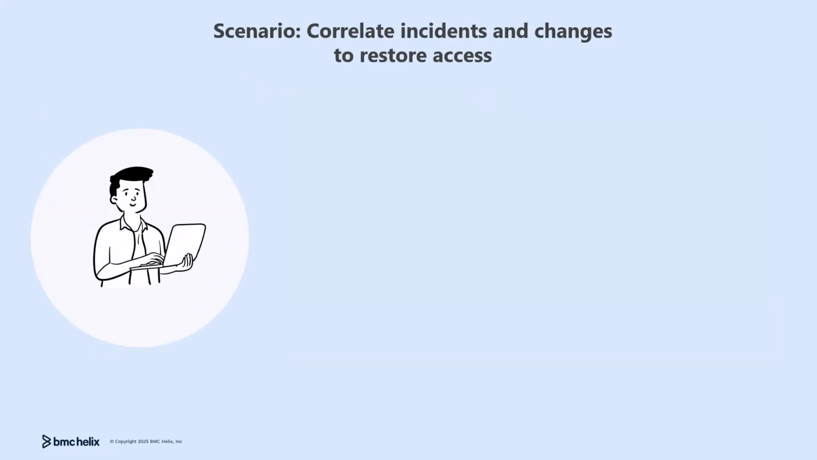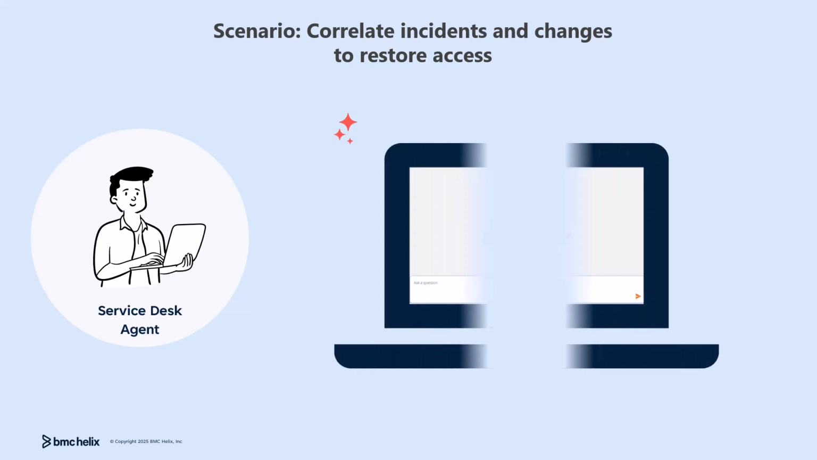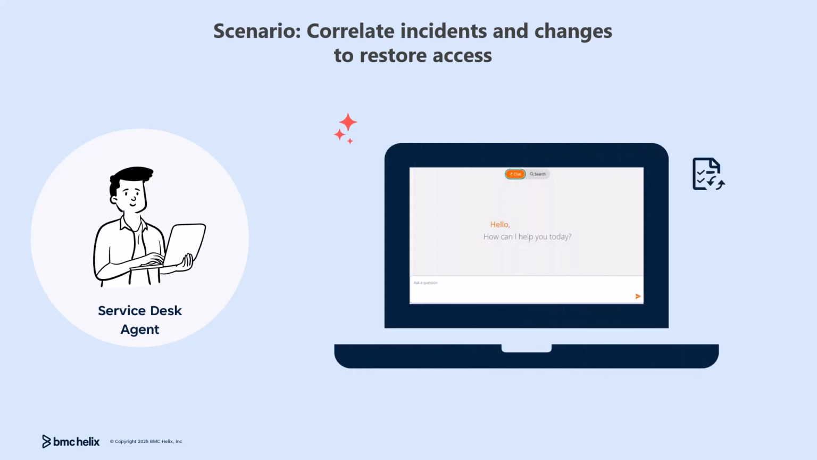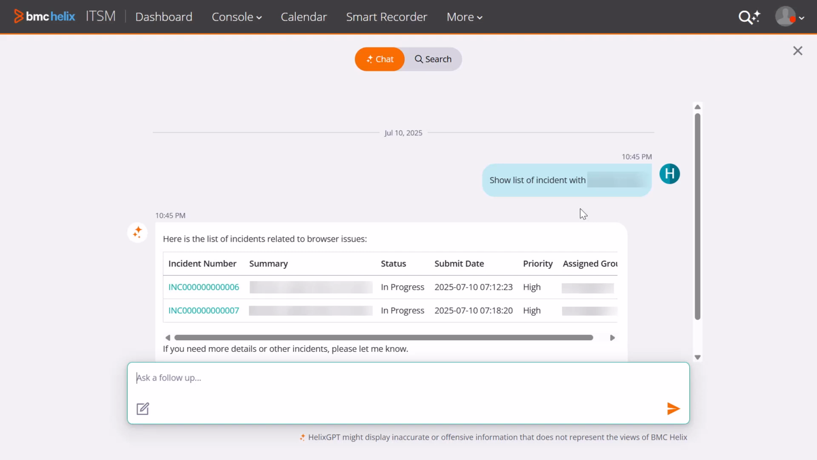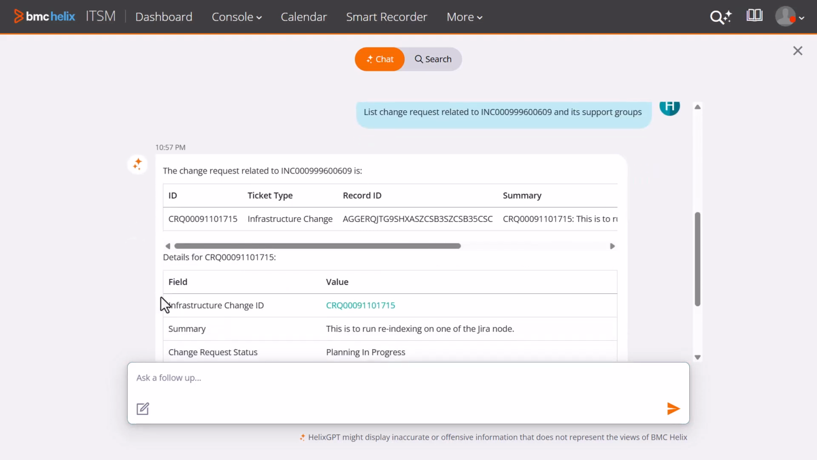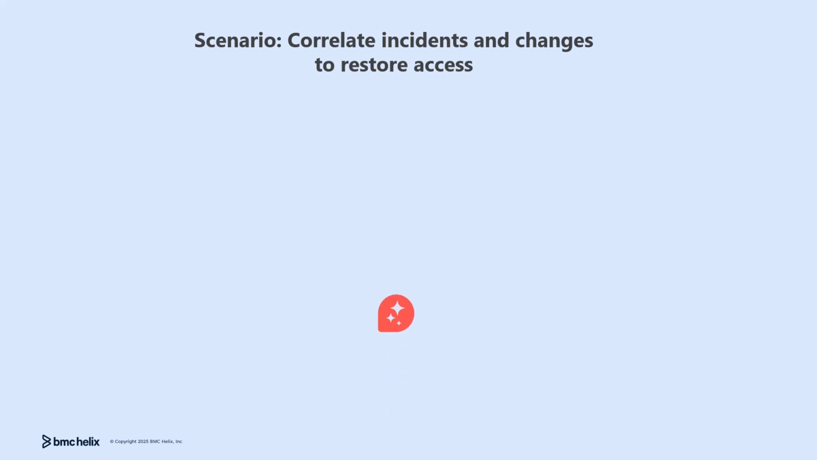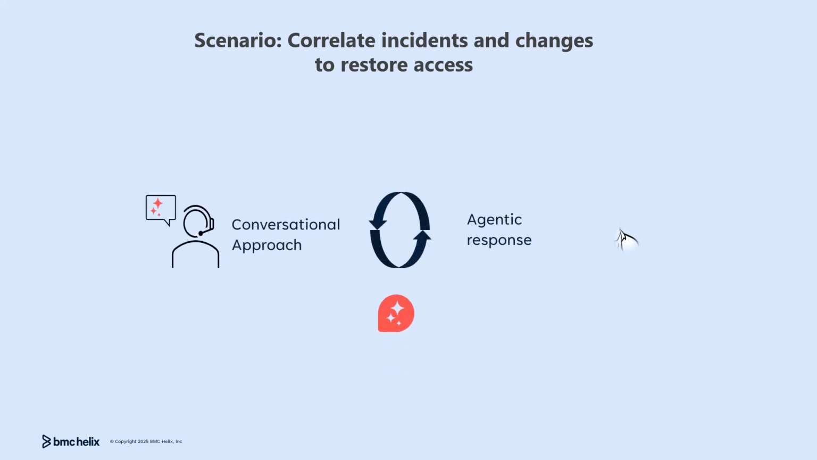Carl, a service desk agent, receives a call from an employee who cannot access the enterprise knowledge system. He opens Agentic Chat and asks for related change requests, the support group, and its members. Agentic Chat returns real-time results with inline links to the incident, change, and person records. Carl finds a recent configuration change that revoked access. He contacts the concerned team and restores access not just for one user, but for all the impacted users.